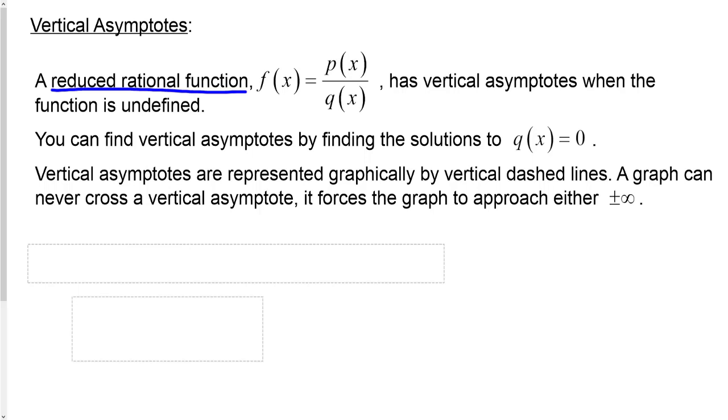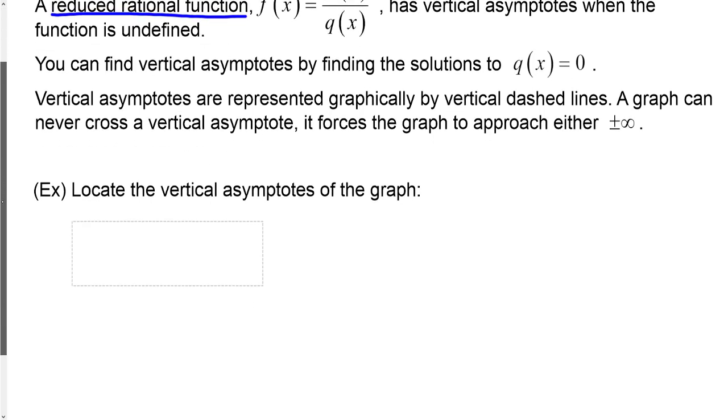Vertical asymptotes are represented graphically by vertical dashed lines. A graph can never cross a vertical asymptote. It's a point where the function is completely undefined. So the graph will always approach the asymptote, going to either positive infinity or negative infinity, but it will never cross that asymptote.